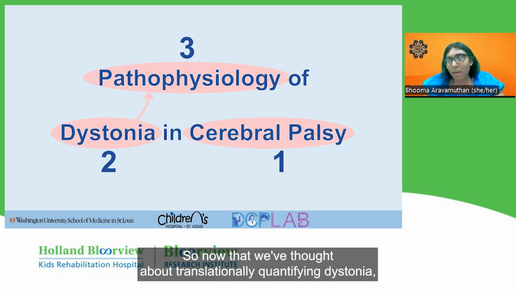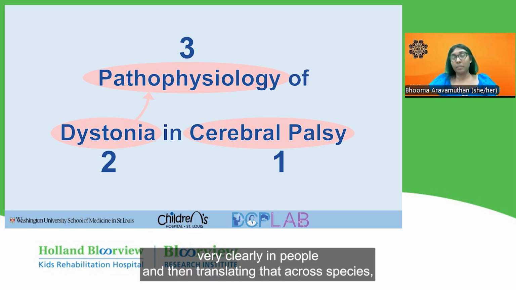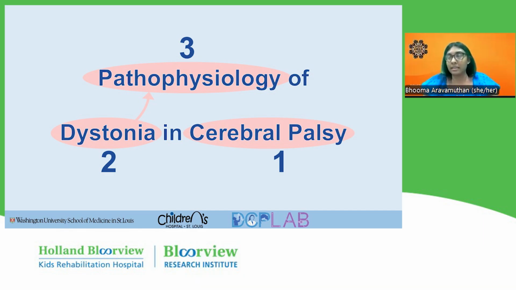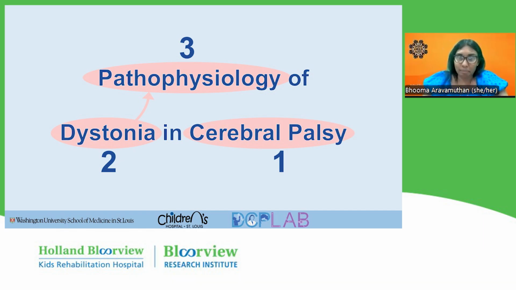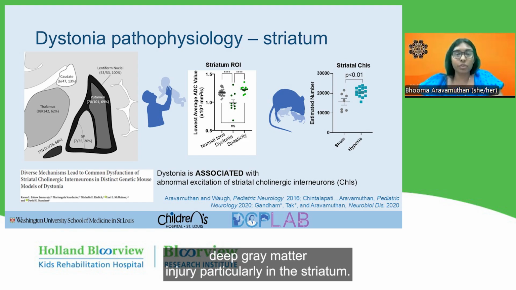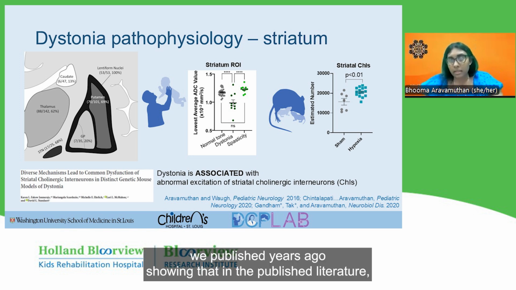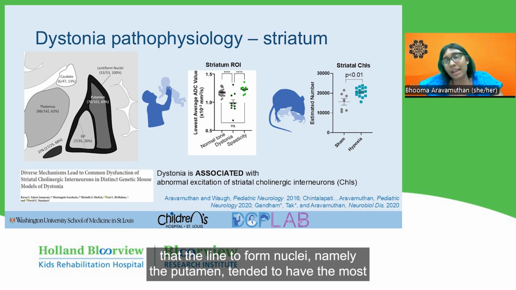So now that we've thought about translationally quantifying dystonia, both quantifying it very clearly in people and then translating that across species, how does that help inform our understanding of dystonia pathophysiology? So dystonia pathophysiology has most commonly focused on deep gray matter injury, particularly at the striatum. This is a meta-analysis we published years ago showing that in the published literature, imaging studies of children with dystonia and CP had largely demonstrated that the lentiform nuclei, namely the putamen, tended to have the most burden of injury.